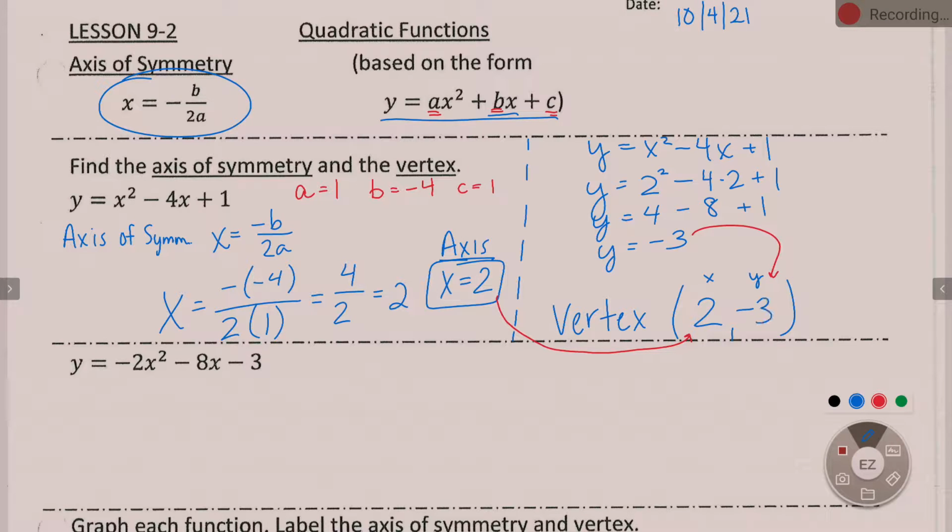Okay, that's part of it. It's not horrible. I mean, the hardest part is just not making math mistakes. I think that's the hardest part right now. Okay, so we used our formula to find our axis of symmetry. Then we plugged that in to find our vertex.